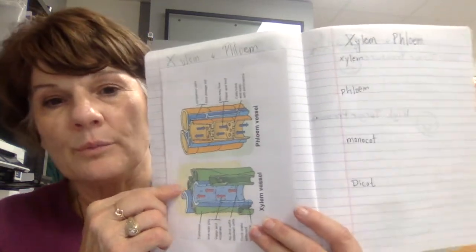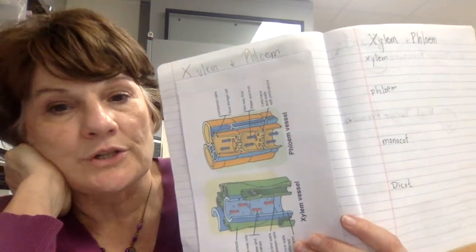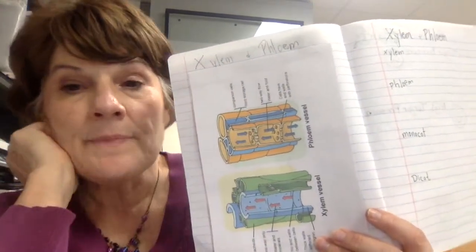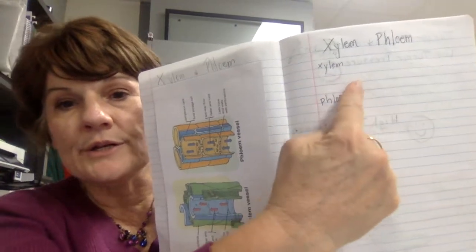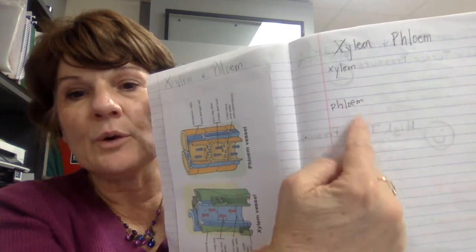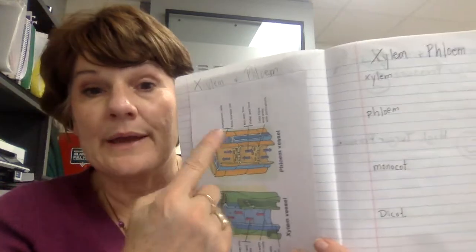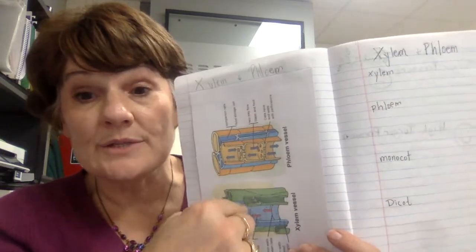If you are at home, you might have to sketch it, or if you've got a printer, you can print a picture that's very similar to this. Then you need to know what xylem carries, and is it a one-way or a two-way tube? Phloem, what does it transport? Is it one-way or two-way? I bet if you look over here, you can find those answers.